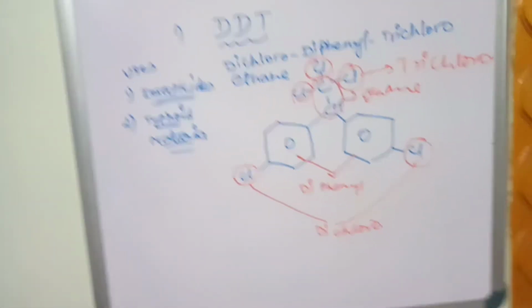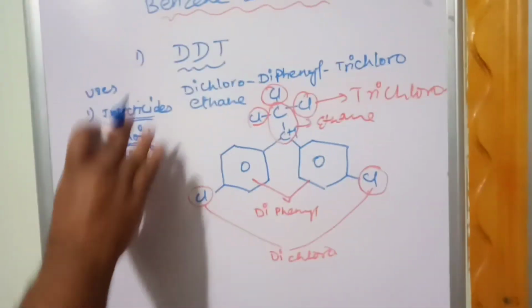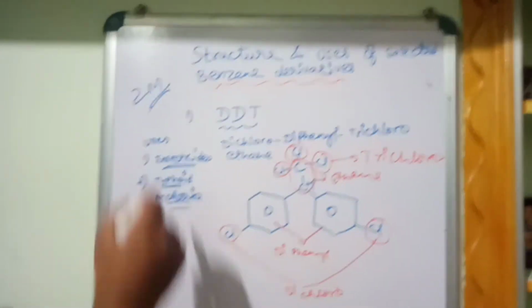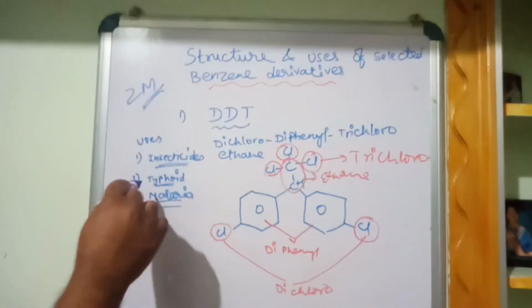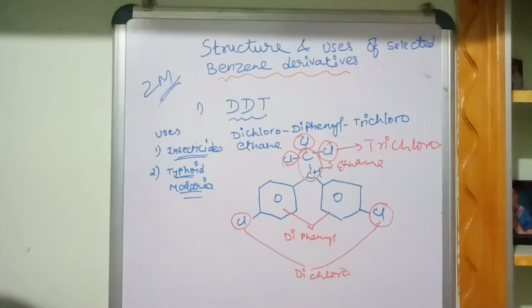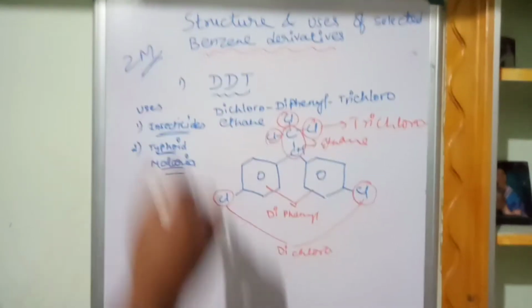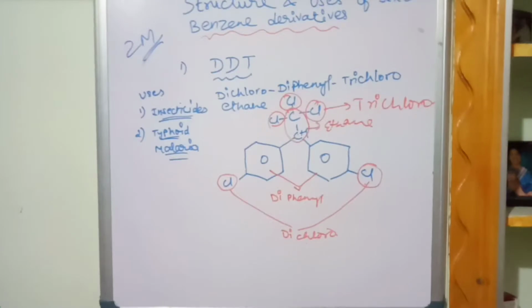Generally, in university examinations, they will ask for the structure and uses for 2 marks. It is very important for a 2 marks question. It is used as an insecticide to kill insects, and it is used in the treatment of typhoid caused by Salmonella typhi. It is used for the treatment of malaria; during World War II this DDT was employed. This is the structure and uses of DDT.